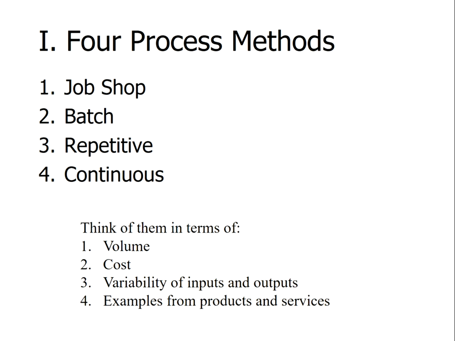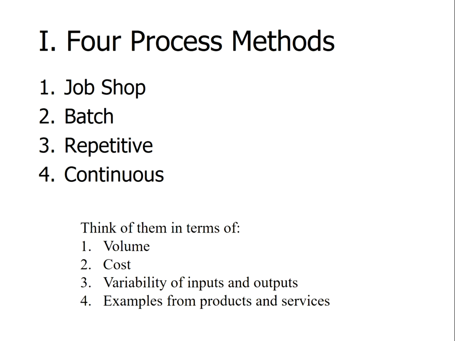But I think it's easy enough that whatever operation we go into, we should be able to identify which aspects we're witnessing. Down here at the bottom, think about them from the standpoint of volume and cost and variability of inputs and outputs. And as a progression, if I'm an accountant and I do tax preparation, that would be pretty much a job shop. But the problem with a job shop is that the unit cost per piece is relatively high.